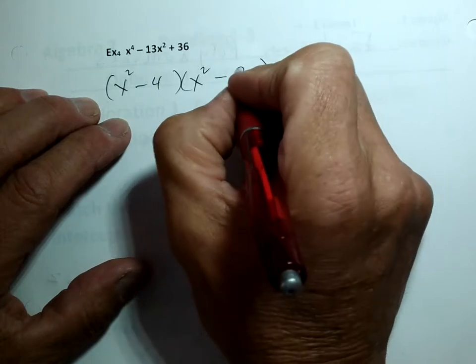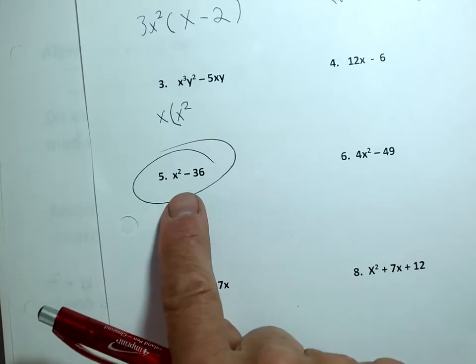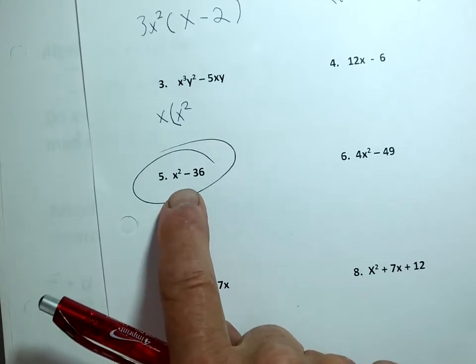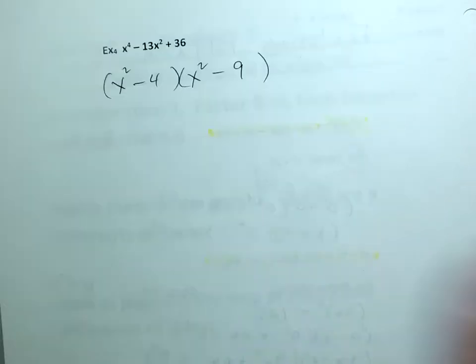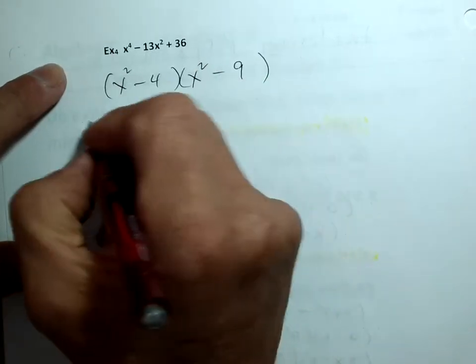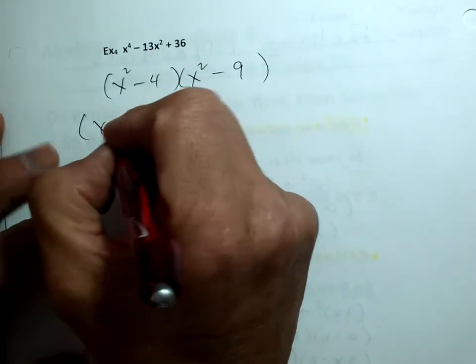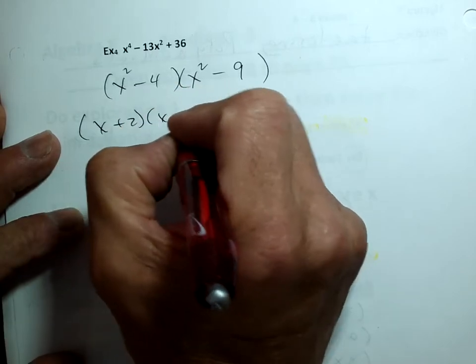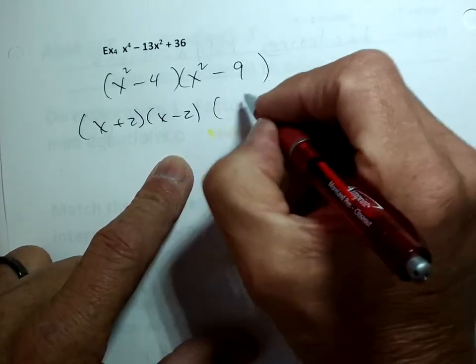Okay. All right. Now, when we factored this one, remember when we factored this one? What did we do? We went x plus 6, x minus 6, right? So we can do this again. So let's factor x squared minus 4 into what? X plus 2, x minus 2. There you go. We can do this one again. What's this one going to be? X plus 3, x minus 3.